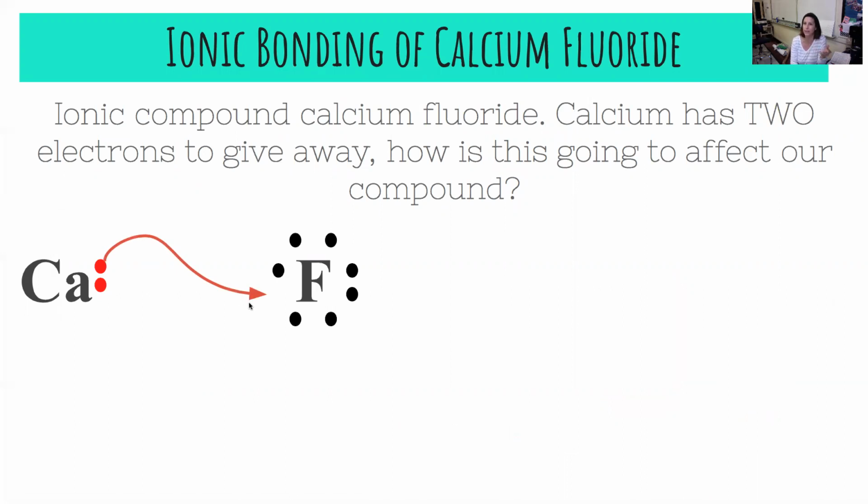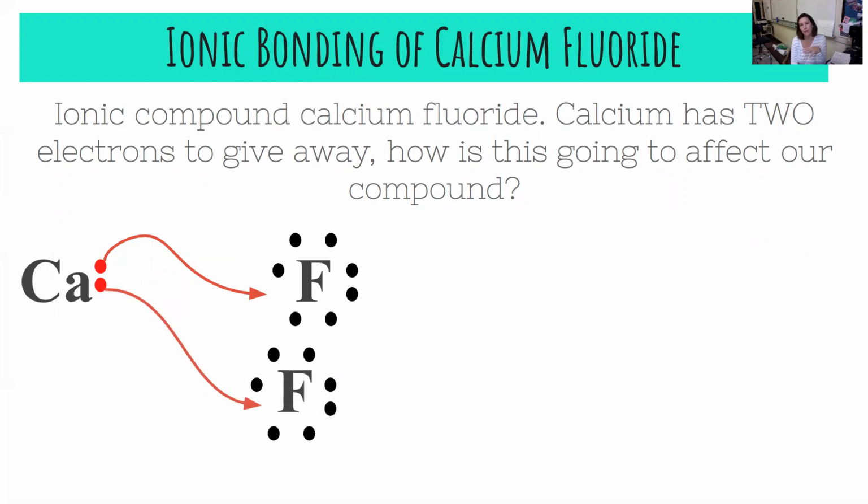So he's gonna find somebody to give them to, so his next shell down is full and he's met the octet rule. Fluorine needs 1. He doesn't need 2, he just needs 1. So once calcium gives 1 of his electrons away, he's gonna find somewhere else to give the other electron. So he might bump into another fluorine, because where there's 1, there's probably 2.